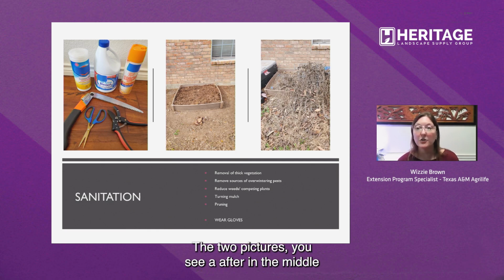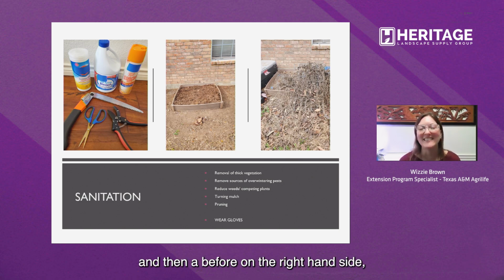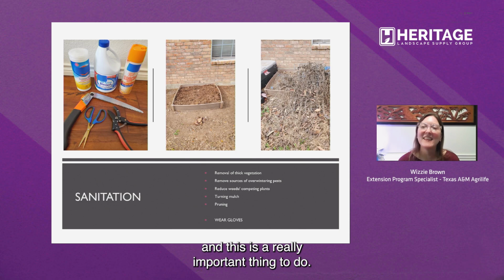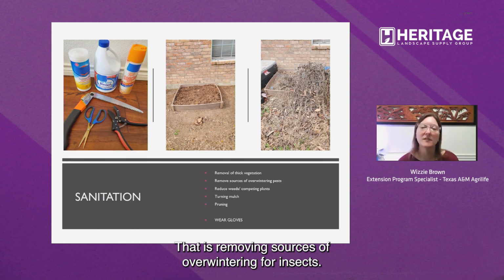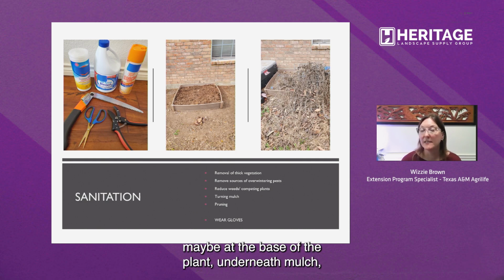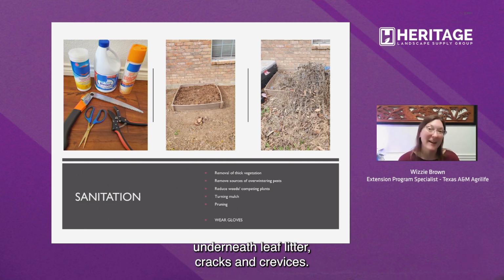In the right two pictures, you see an after in the middle and then a before on the right-hand side. And this is a really important thing to do. This is removing the vegetation after things have died off in the landscape, so keeping things tidy. That is removing sources of overwintering for insects. So a lot of insects are going to overwinter maybe at the base of the plant, underneath mulch, underneath leaf litter, cracks and crevices.